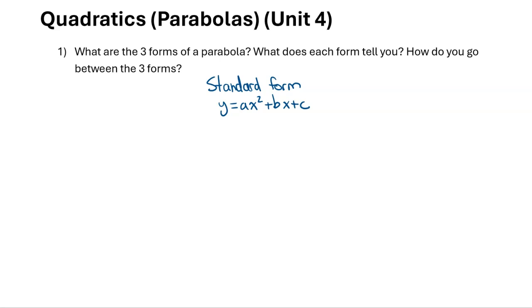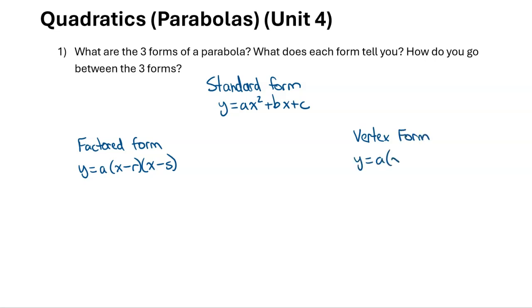That's the first form, and that has no brackets. It's fully expanded and simplified like shown. Another form is factored form, and the factored form is, as you guessed it, factored. So we have 2 sets of brackets, y equals a(x minus r)(x minus s). The final form is the vertex form, and the vertex form is in the form y equals a times (x minus h) all squared plus k.